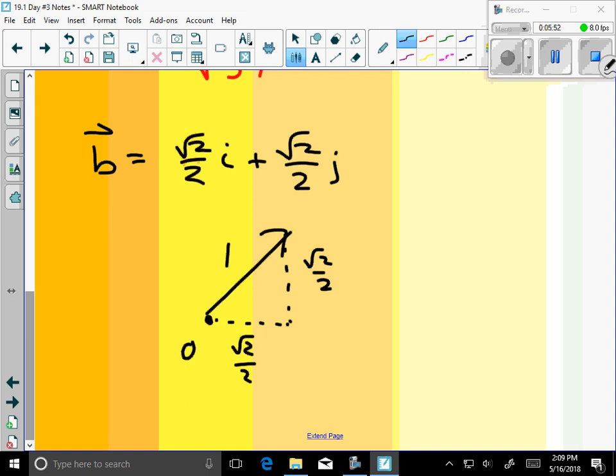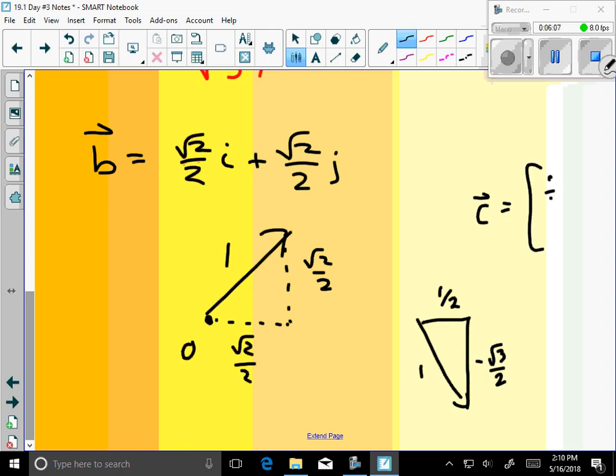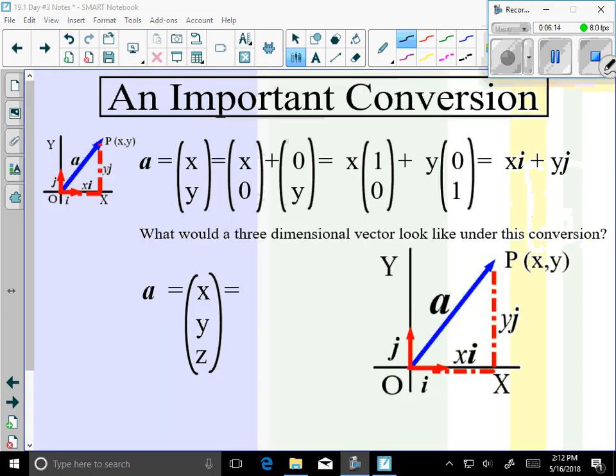How about this one? 1/2, negative root 3 over 2. Is that a unit vector? Yeah, it is. So if I had vector C and it was this, you know that's a unit vector. No, he's kidding. Okay, so vectors not only are two-dimensional, but they can go three-dimensional, folks.